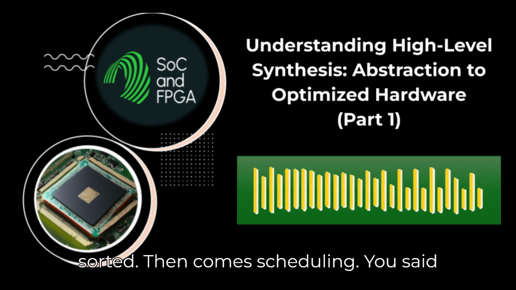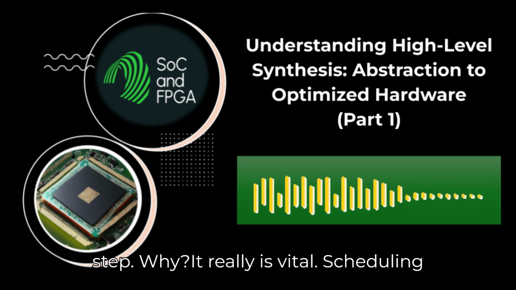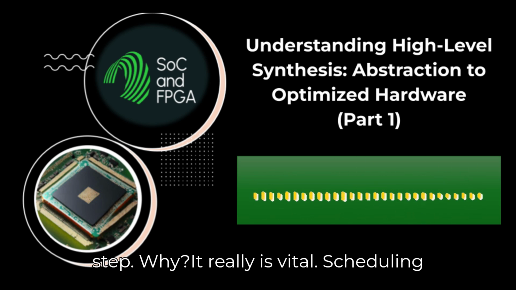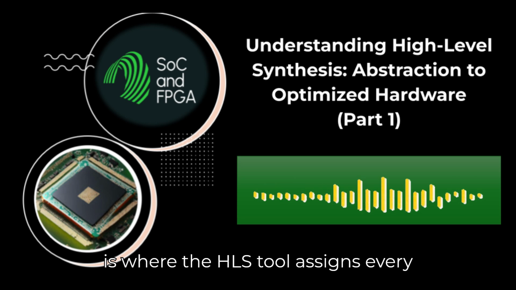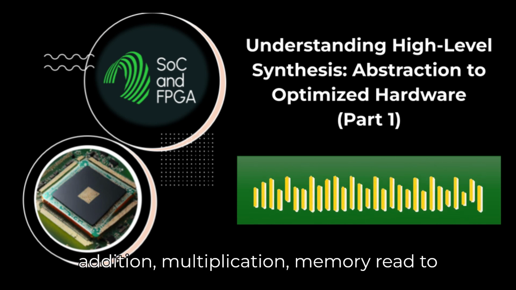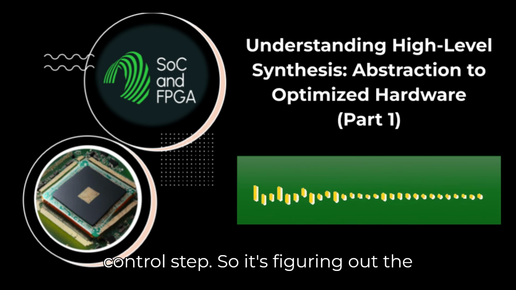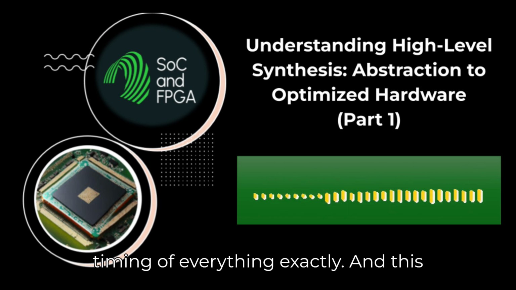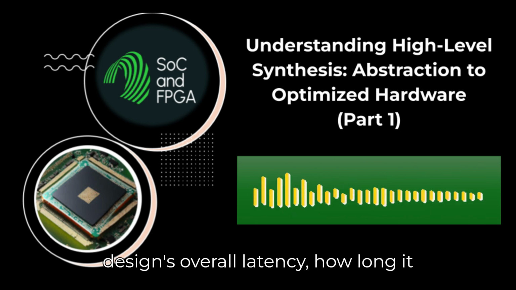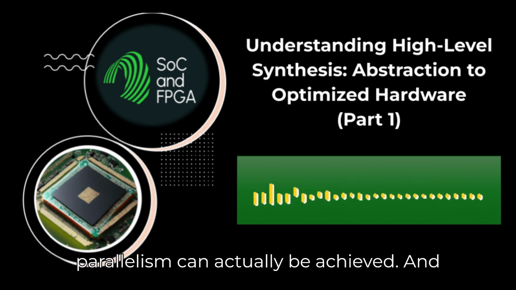Okay, IR sorted. Then comes scheduling. You said earlier this is maybe the most critical step. Why? It really is vital. Scheduling is where the HLS tool assigns every single operation from that IR, every addition, multiplication, memory read, to a specific clock cycle, a specific control step. So it's figuring out the timing of everything. Exactly. And this assignment directly determines the design's overall latency, how long it takes to execute once, and also how much parallelism can actually be achieved.